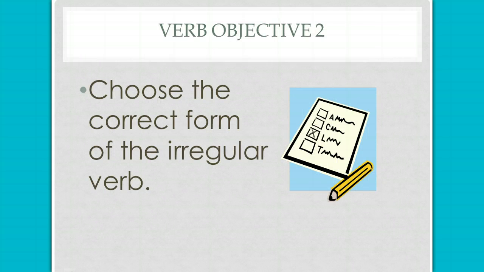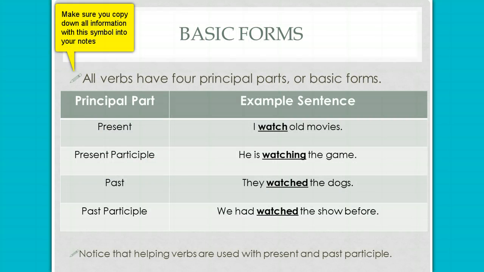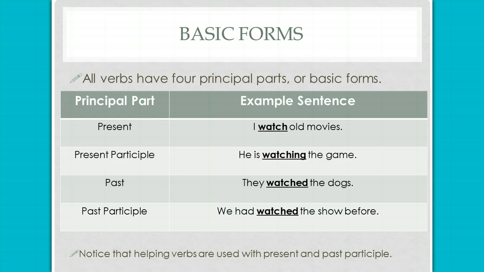After watching this video, you should be able to choose the correct form of the irregular verb. All verbs have four principal parts or basic forms. The four forms are present, present participle, past, and past participle. We will be covering the verb tenses in greater detail in a future lesson. Notice that helping verbs are used with the present participle and past participle forms.